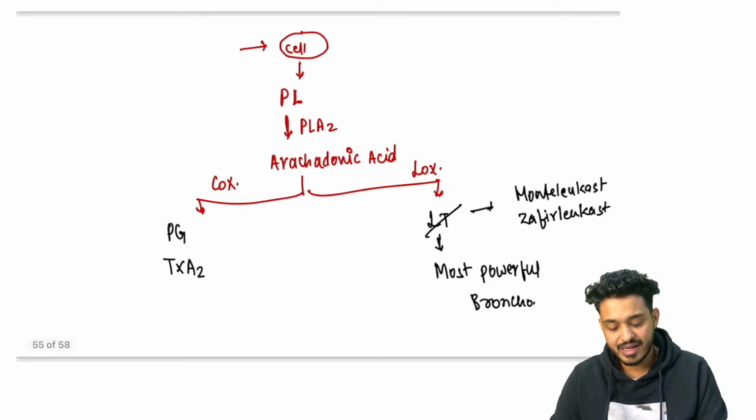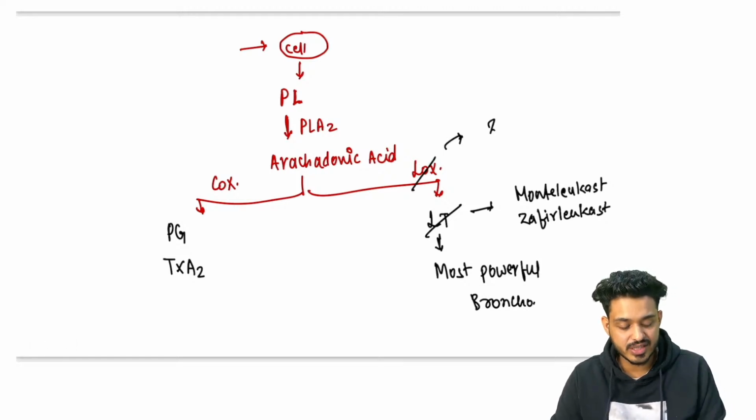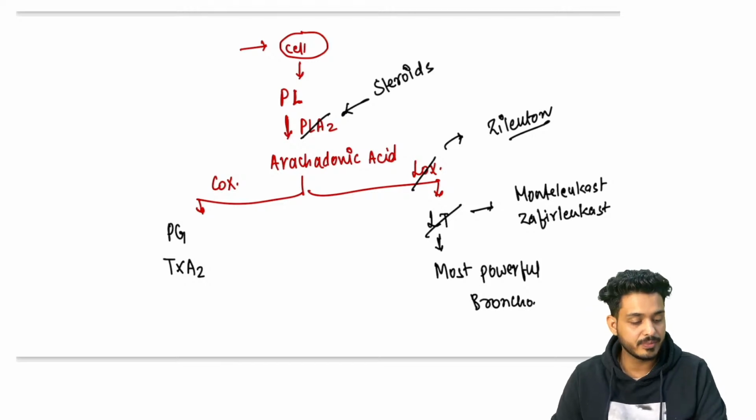Apart from that, we are having this particular thing that is going to be the LOX inhibitor, that is going to be your zileuton. Zileuton is going to be your LOX inhibitor, right? I can block this particular enzyme, phospholipase A2. These are going to be the drugs. These are your steroids. These are going to be your steroids, right?